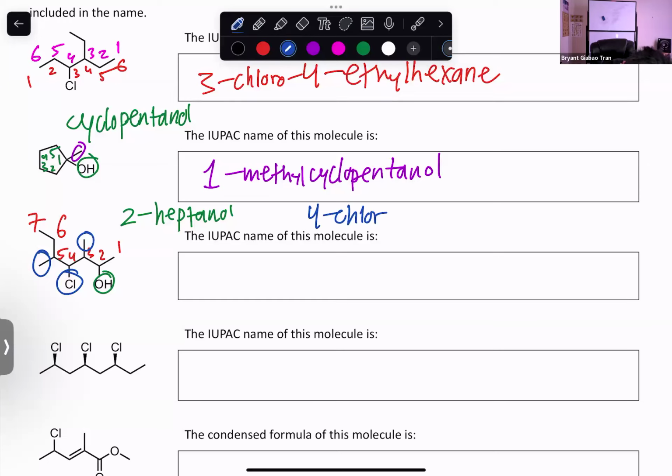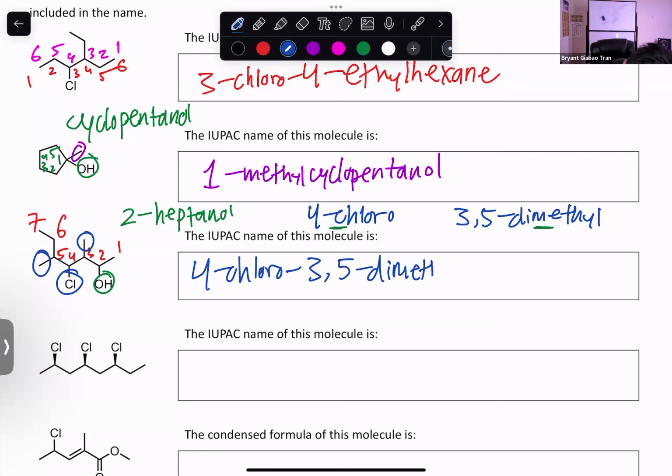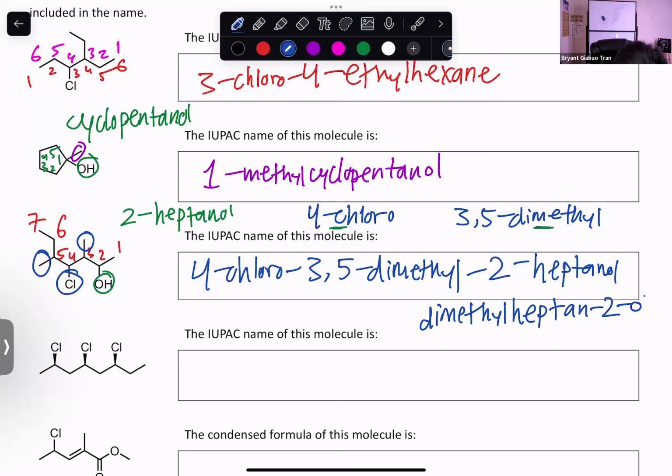4-chloro and 3,5-dimethyl, right? And when we do alphabetical order, it's going to be the C and M that counts. It's not going to be the D in di. So this one is going to be 4-chloro, because C comes before M. 3,5-dimethyl, 2-heptanol, right? Or you could have said dimethylheptan-2-ol. Either one of those would be the same thing, right?